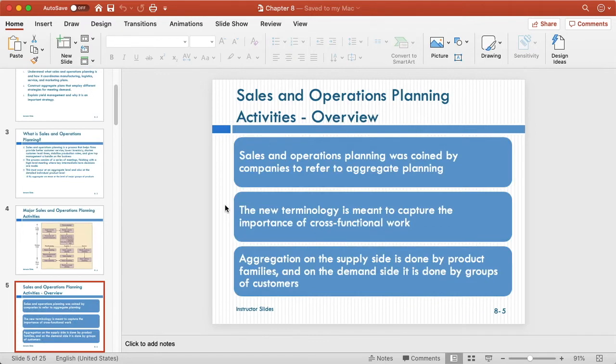Let's move on. As I said, we are focusing on aggregate operations planning. Since this is operations planning, we're trying to balance between demand and supply. The aggregation on the supply side is done by product families, but on the demand side it is done by groups of customers, because demand is decided by the customers while supply is decided by the product families. The planning itself is trying to balance between the demand and the supply. You'll get a deeper understanding of this when we get into the application.